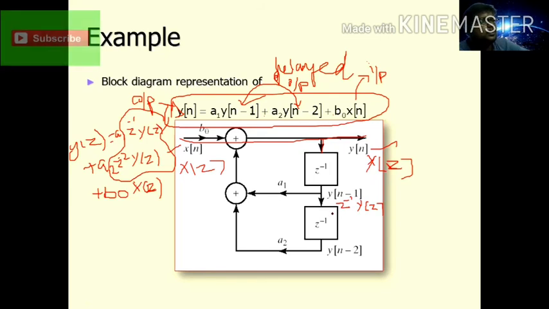Okay, so second, this y of n minus 1 is applied to another delay element. Now it becomes y of n minus 2, or z power minus 2, which comes along with y of z.